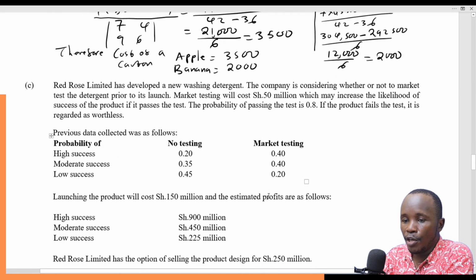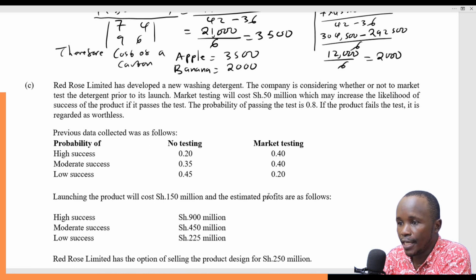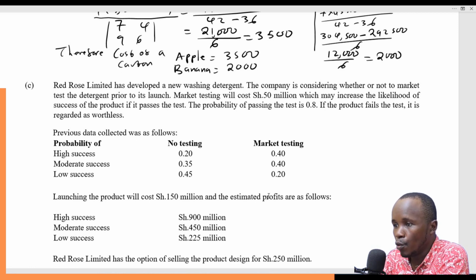Now, we move on to part C. Here you are told that Red Rose Limited has developed a new washing detergent. The company is considering whether or not to market test the detergent prior to its launch. Market testing will cost 50 million, which may increase the likelihood of success of the product if it passes the test. The probability of passing the test is 0.8. If the product fails the test, it is regarded as worthless.